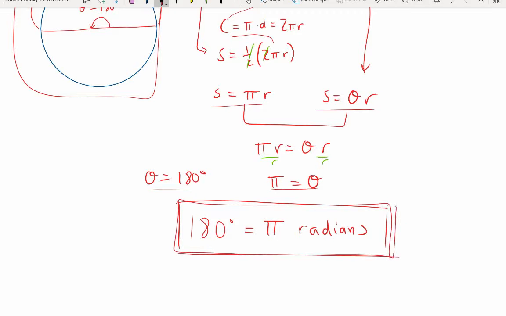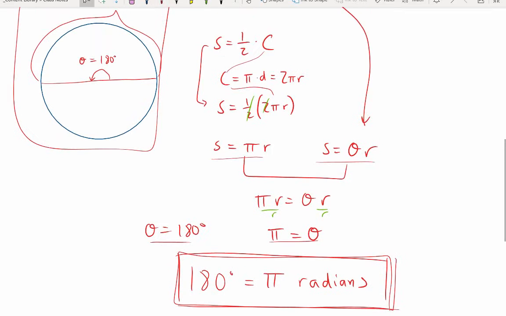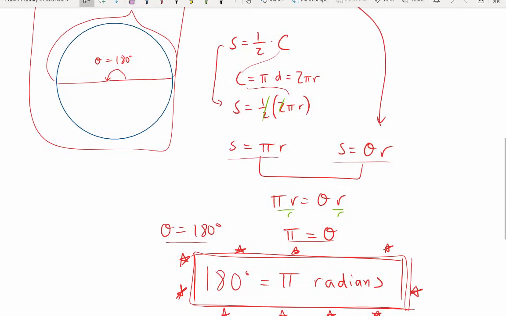So if nothing else clicks about everything I've said so far, this is the important thing to take home, that 180 degrees is exactly equal to pi radians. You can watch this back or watch other people's derivations of this, but we must understand that 180 degrees is equal to pi radians. Okay.